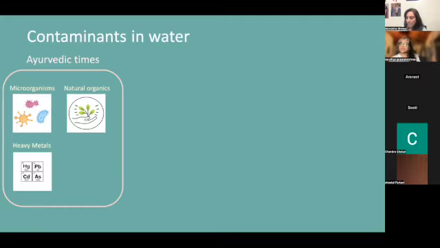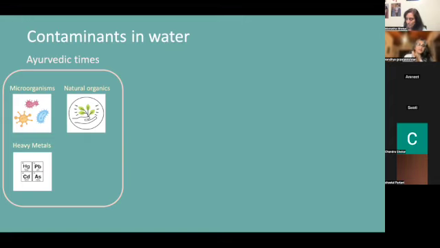Okay, so this talk is going to be mainly focused on contaminants. The first half is going to be about contaminants, and the second bit is going to be focused on these myths, lies, and whatnot, right? So we are now going to talk a lot about contaminants.